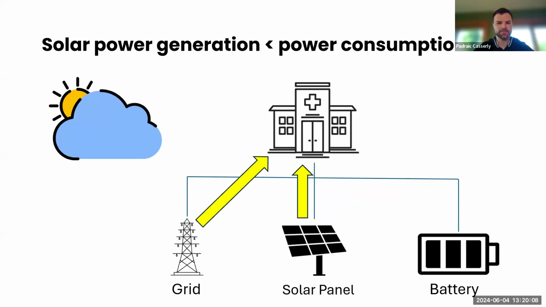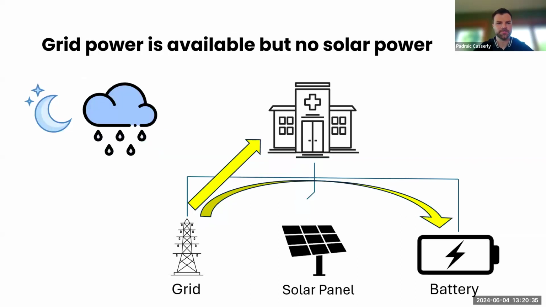Next slide, please. If it's a cloudy day, for example, and the amount of electricity produced by the solar panels does not adequately meet the power needed to run the electrical equipment within a pediatric ward, then the energy will be sourced from the solar panels, and any additional energy needs will be met by the utility grid.